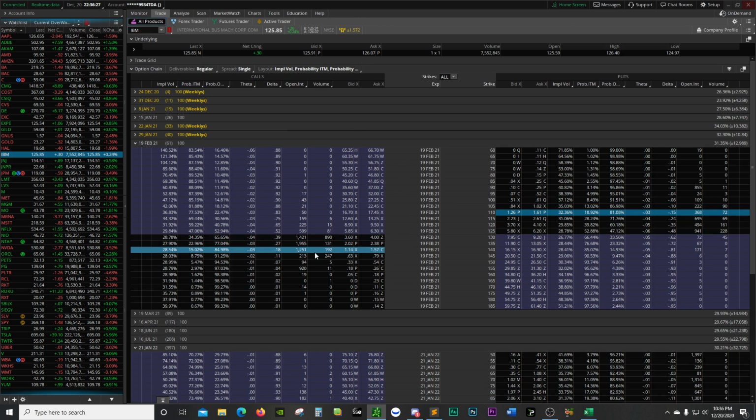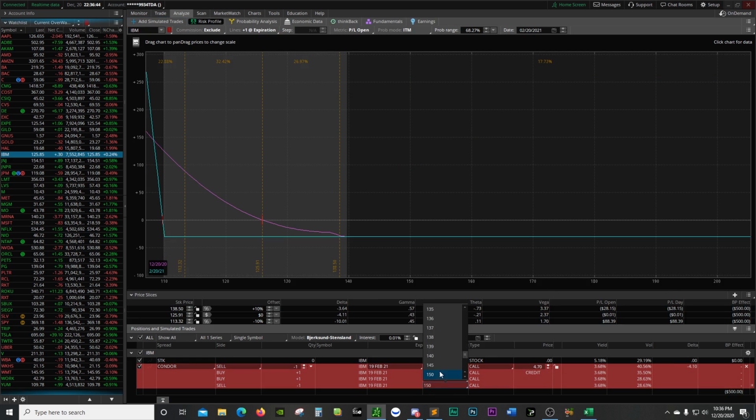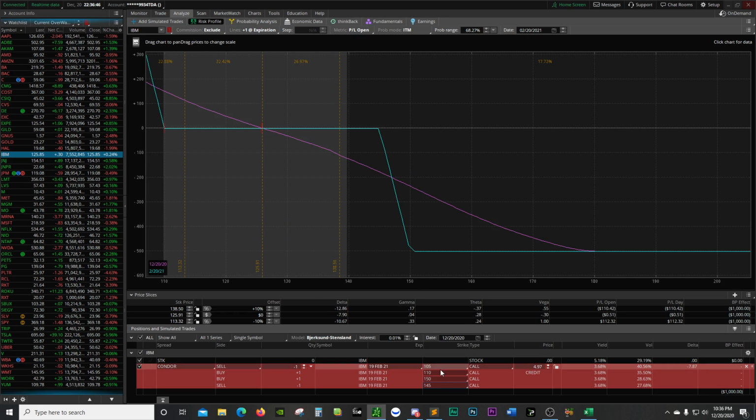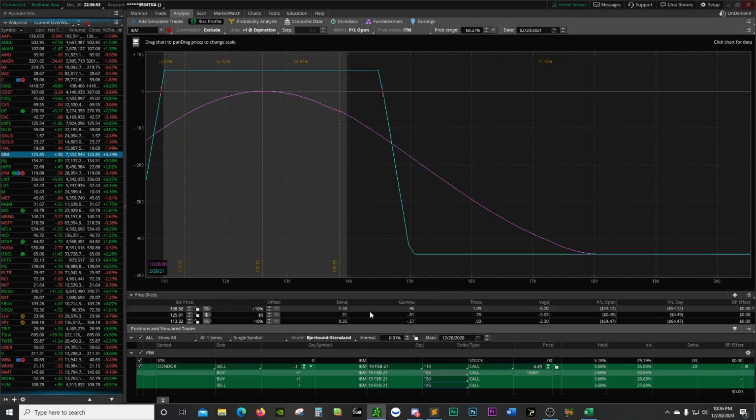So typically, you want to sell the 140 call and then buy it back at 150, let's just say. The 145. Okay, that's probably it. Let me get it backwards like that. Yeah, okay. So this needs to be 110, and this is 105. There you go.